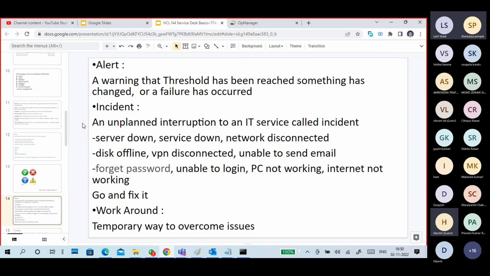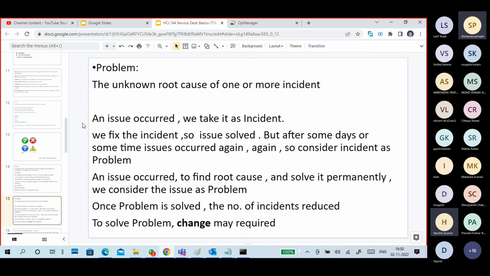Next one, guys, it is a problem. What is a problem? A problem is the unknown root cause of one or more incidents, or multiple incidents occurring. Suddenly two, three servers are down. Two, three members, suddenly VPN is disconnected. There are 10 members, and suddenly all 10 members are disconnected from the VPN. Or two, three members are suddenly unable to send mails. Or maybe a repetition of the same incident. This is the unknown root cause of one or more incidents, or multiple incidents occurring at a time, or a repetition of an incident.